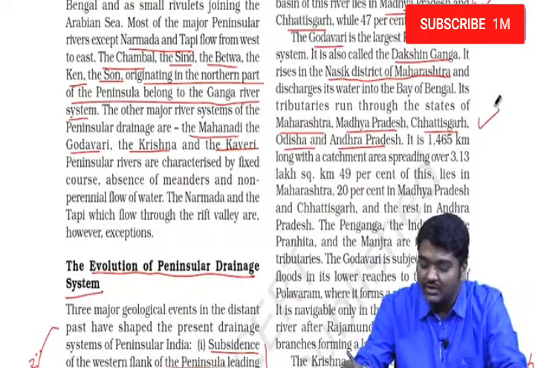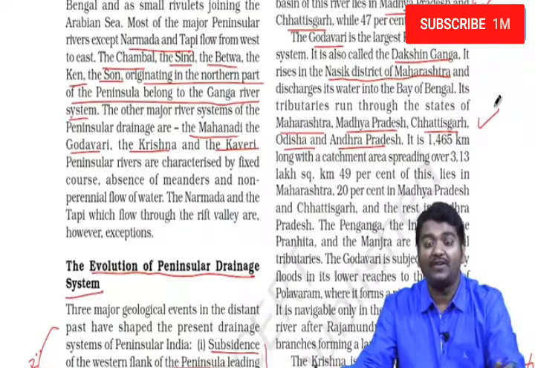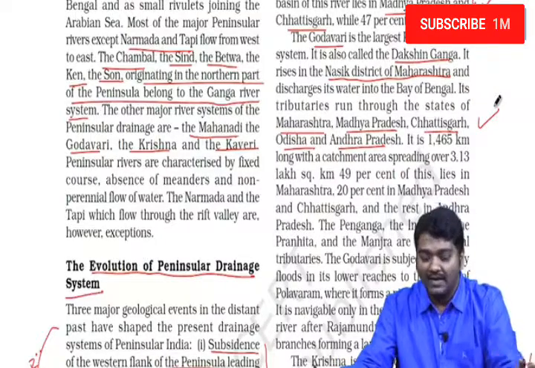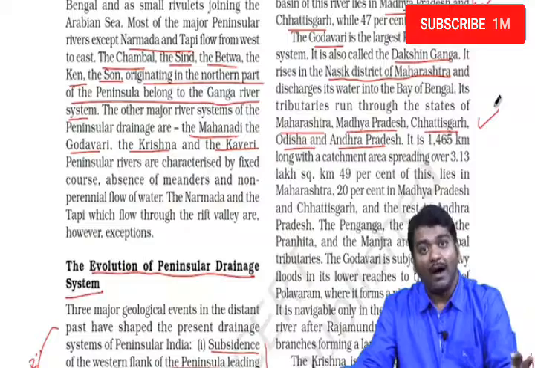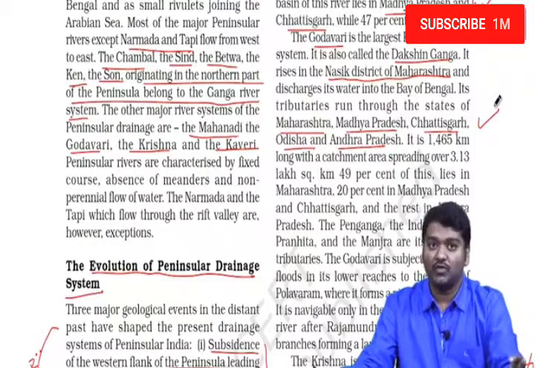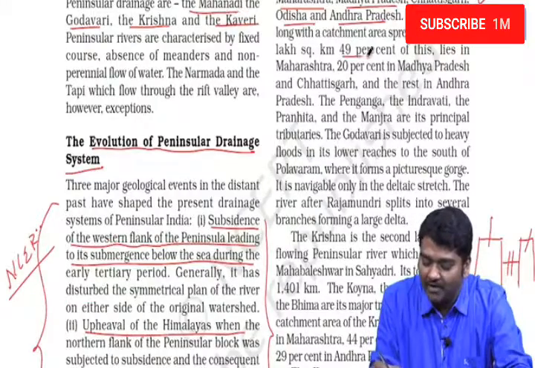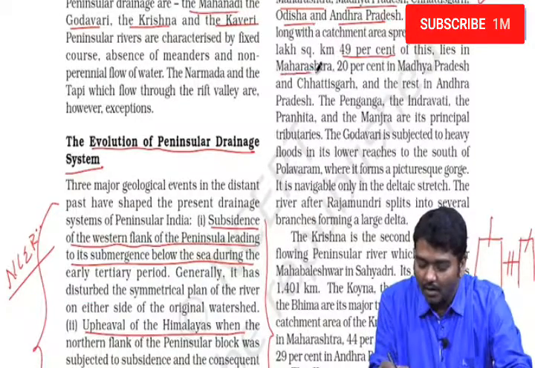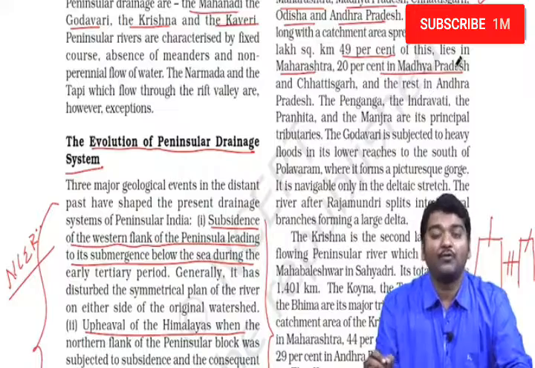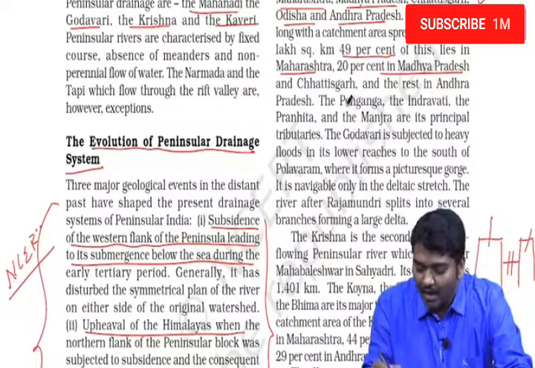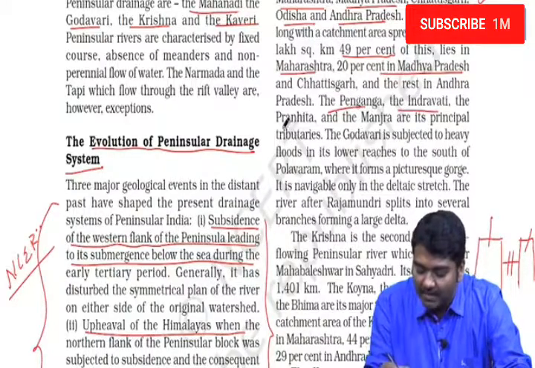No. Usually the states which are actually fighting for the Godavari are Maharashtra and Andhra Pradesh, but the water also flows through Madhya Pradesh and Chhattisgarh. The major fight is actually between Maharashtra and Madhya Pradesh. Now you have to consider Telangana as well. The Penganga, Indravati, Pranhita and Manjra are the principal tributaries.